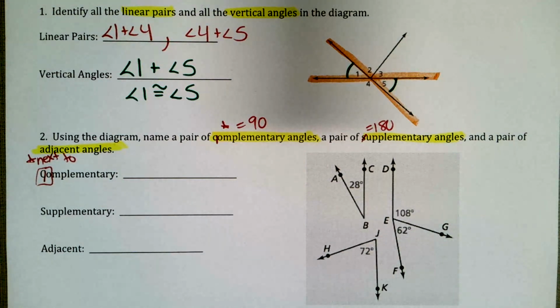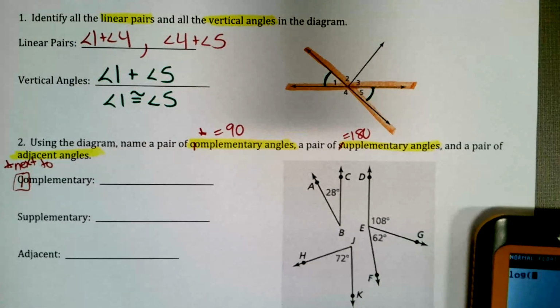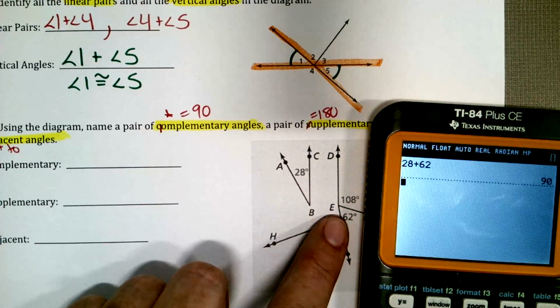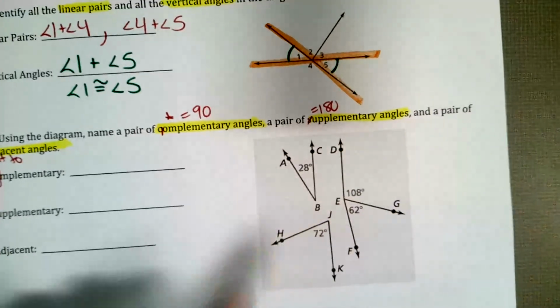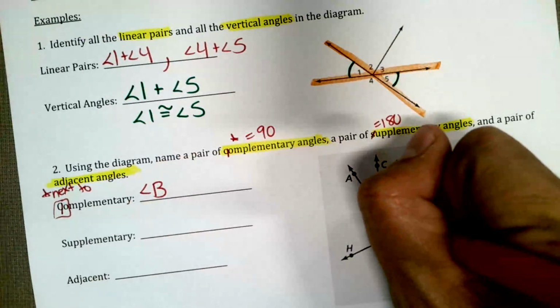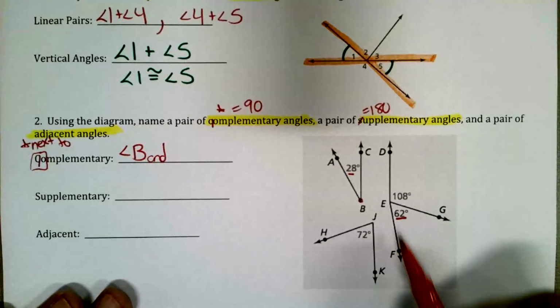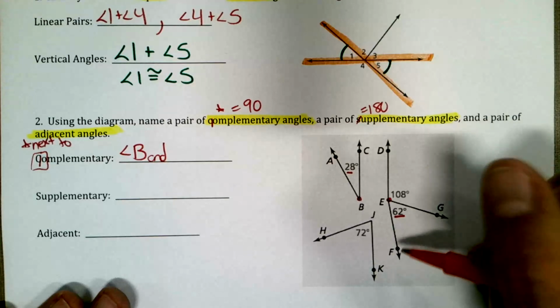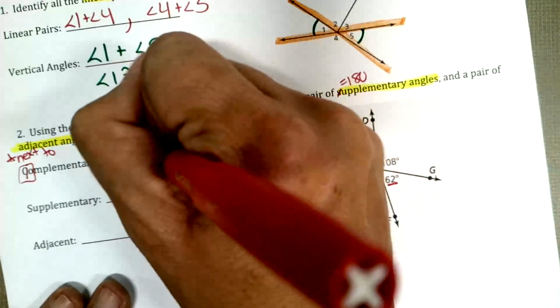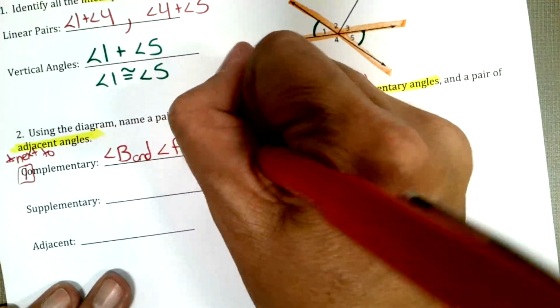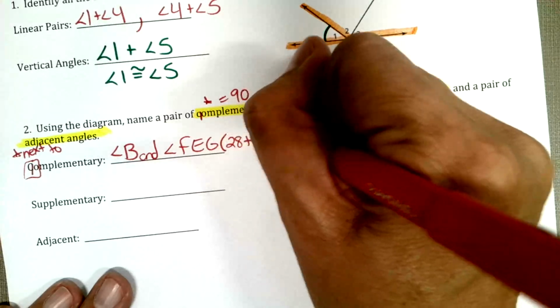So you can just, on your calculator, start adding some of these. And 28 plus 62 is 90. So this we can call angle B because there's only 1 angle there using the vertex. And then this angle, we have 2 angles, so we'll have to use 3 letters. I'm going to call it angle FEG. And those are complementary because 28 plus 62 equals 90.